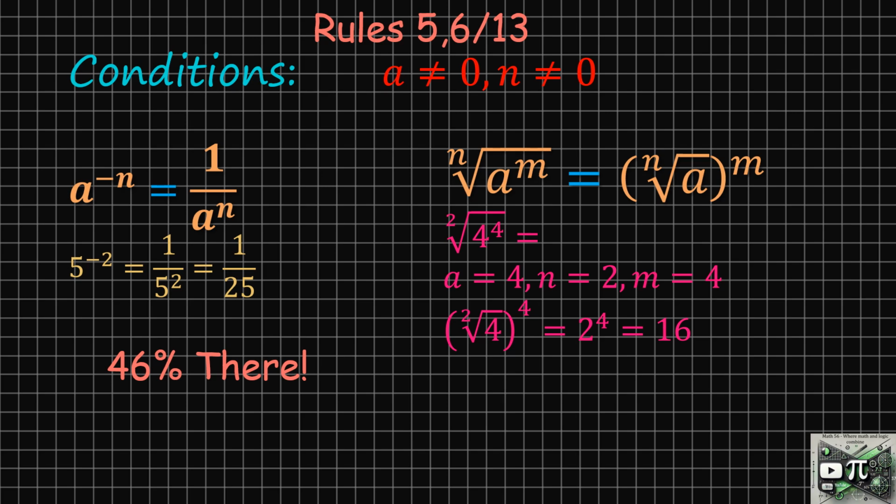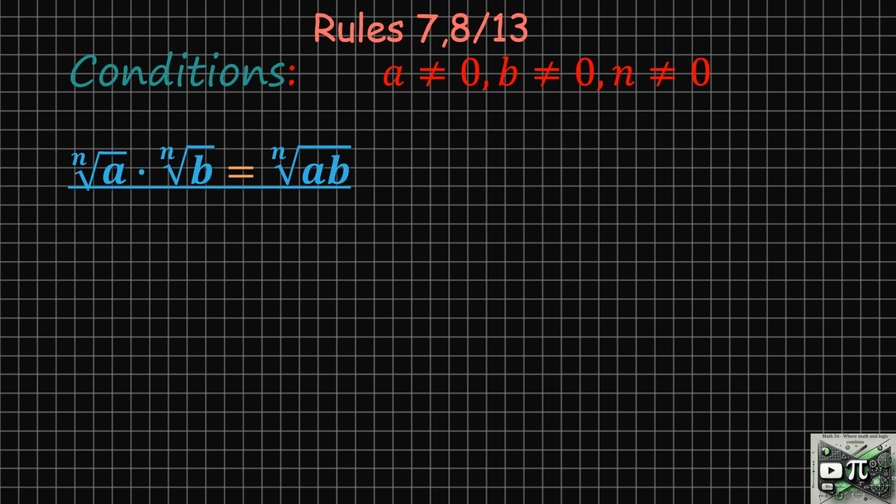So rather than having to do 4 to the 4 in the beginning, we can simplify it like this. The nth root of a times the nth root of b is equal to the nth root of a multiplied by b. Let me show you an example. The cube root of 16 times the cube root of 81 can be made the cube root of 16 times 81, which is the cube root of 1296.